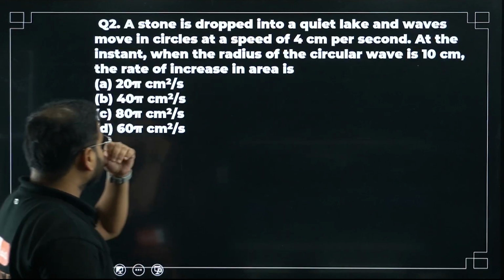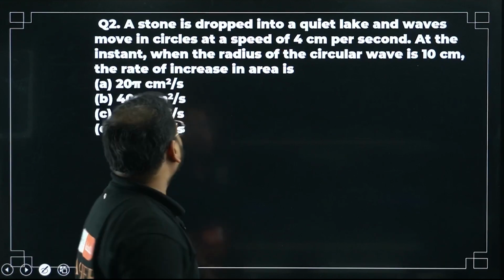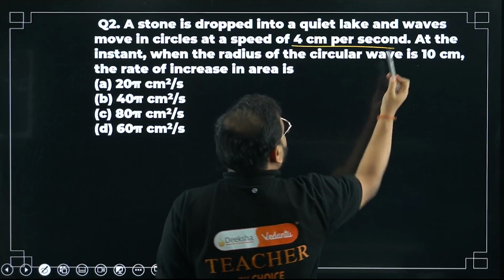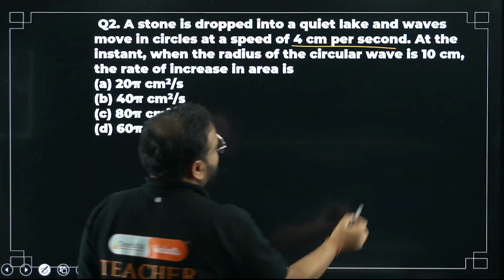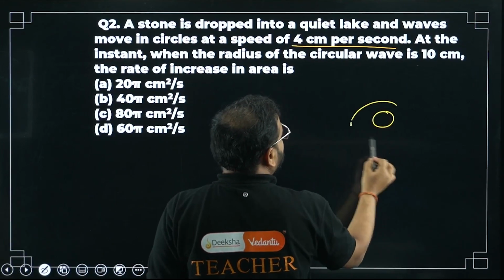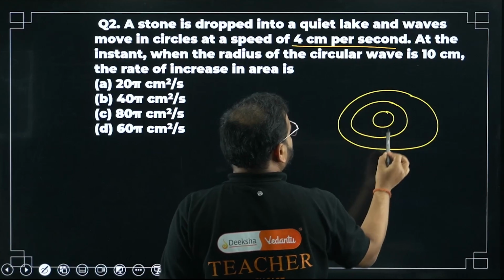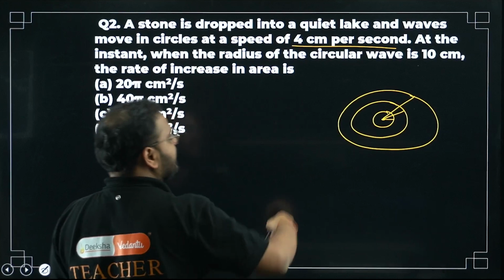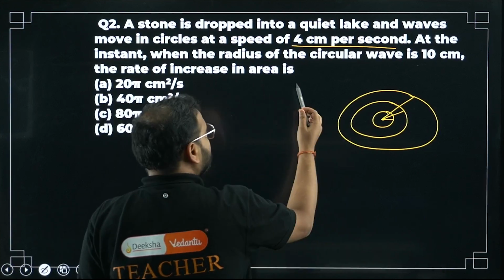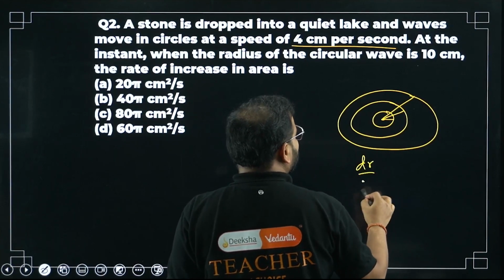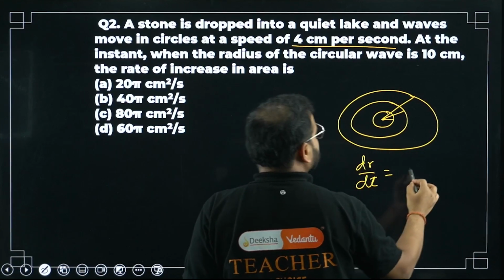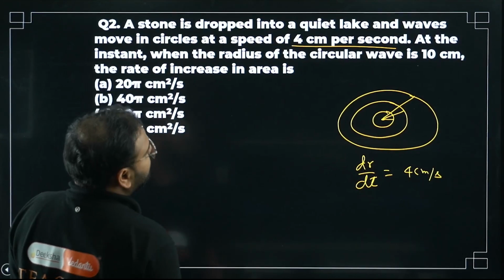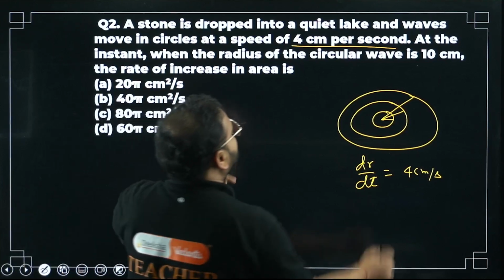So now question number 2. A stone is dropped into a quiet lake and waves move in a circle at a speed of 4 cm per second. Now check here. Data number 1, what does it mean? The first wave is like this, second wave goes like this, third wave goes like this. What is happening? The radius is changing, no? So basically they have given us dr by dt is equal to, in this case, 4 centimeters per second. Is that clear?